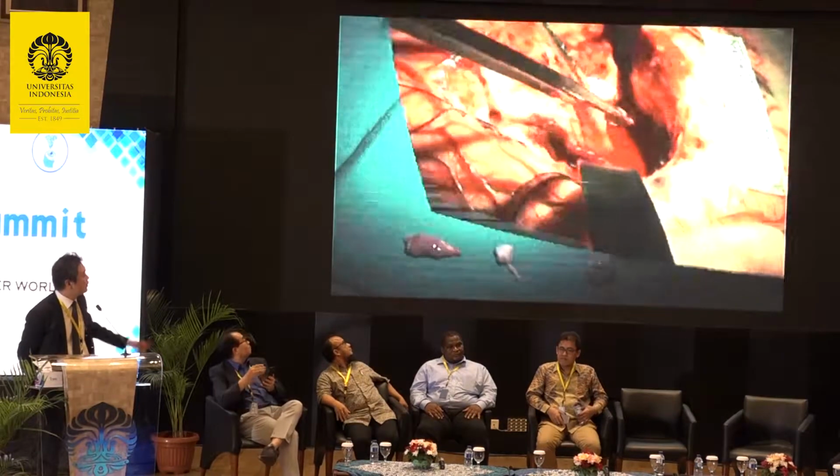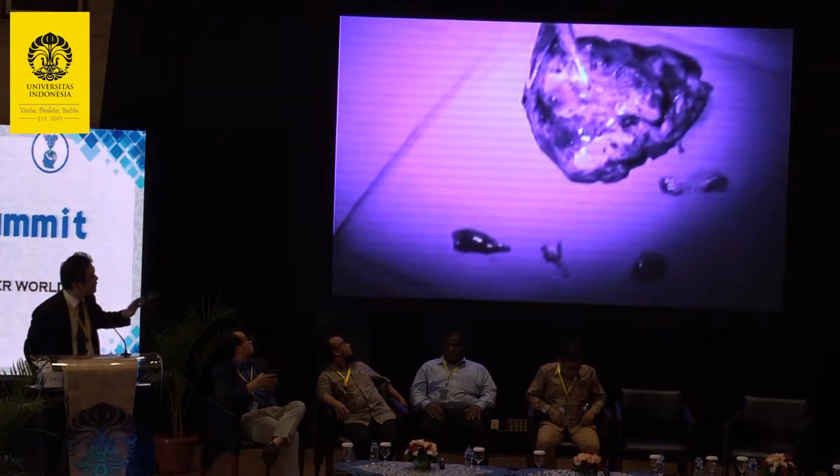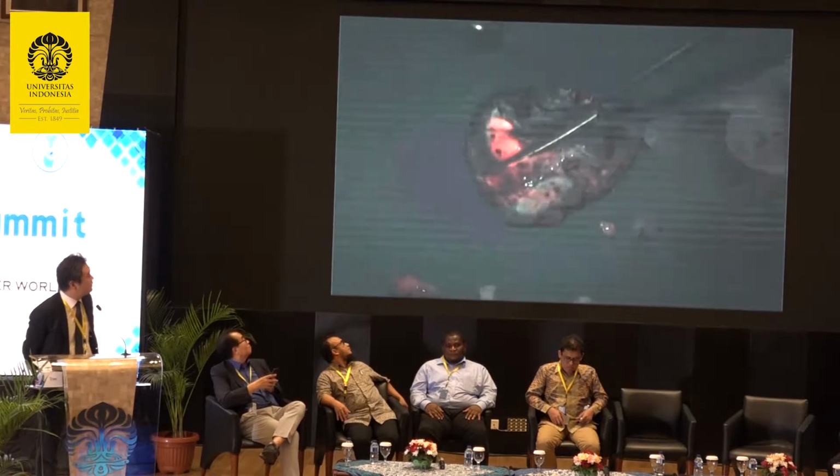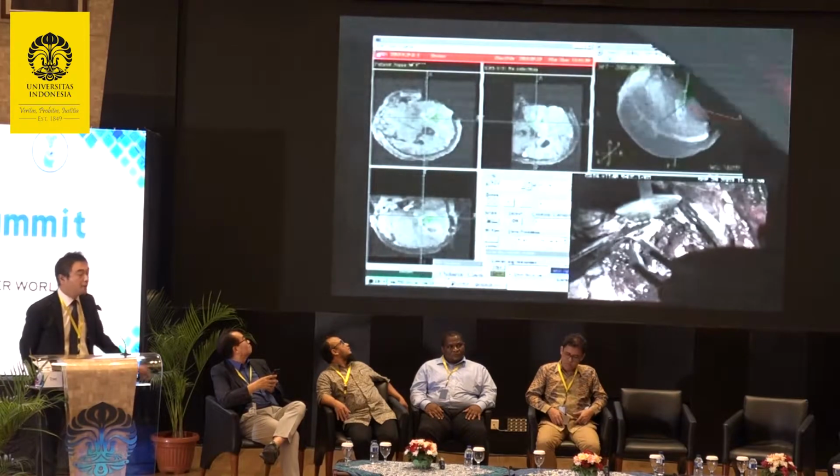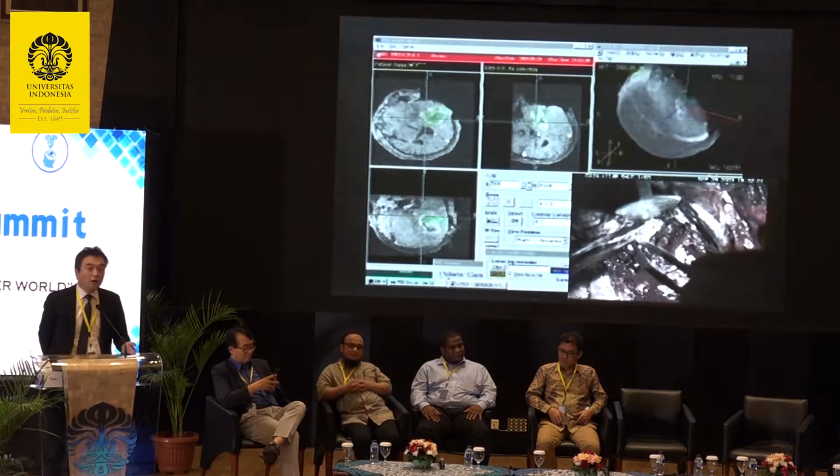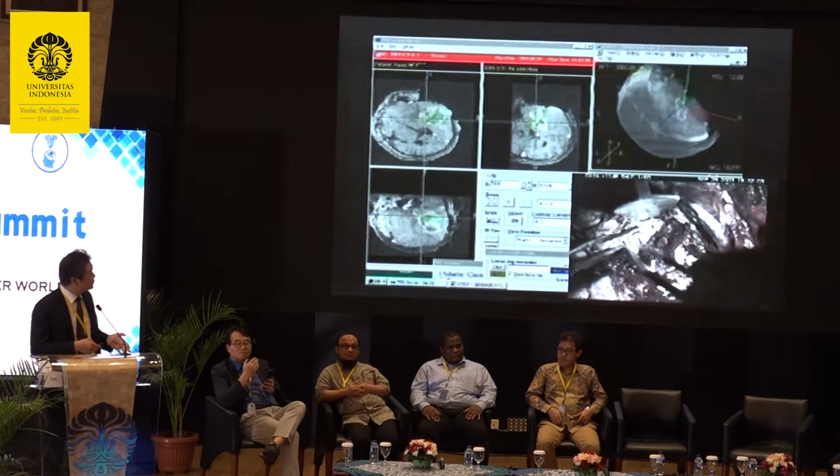So this white light can watch the whole tumor. And this is the hot tumor, and we can check where the tumor is or not. Okay, the movie is over.